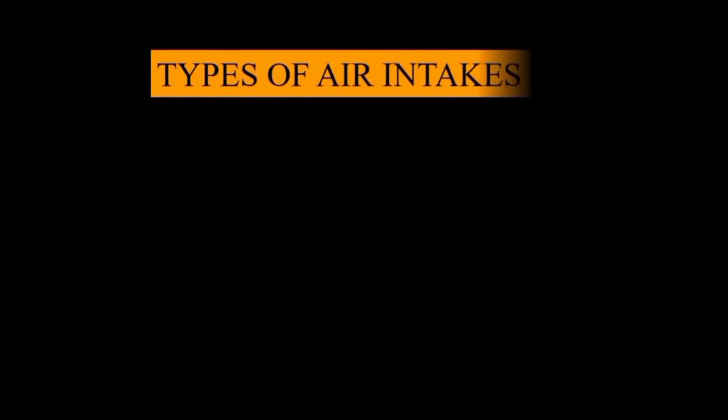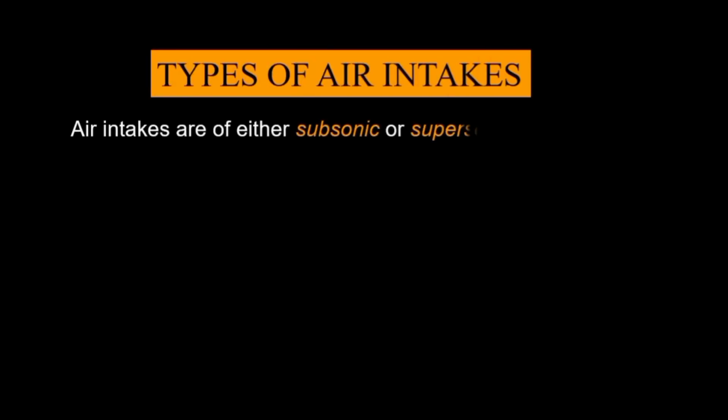Air intakes are designed in either subsonic or supersonic configurations. Those that maintain optimum airflow condition up to a high subsonic speed are called subsonic intakes, whereas those which are also required to operate efficiently at airspeeds exceeding Mach 1 are called sonic intakes.